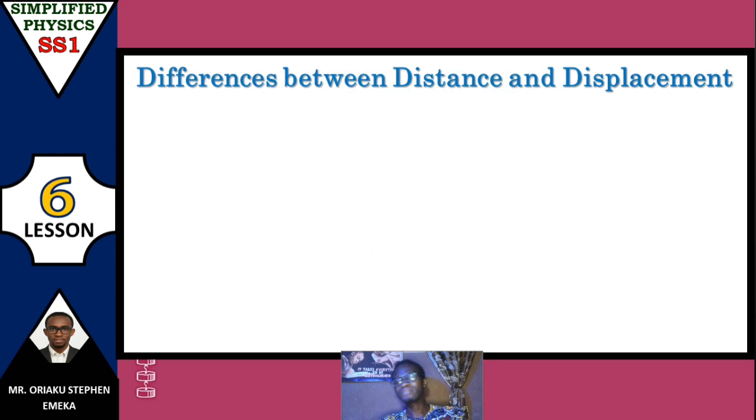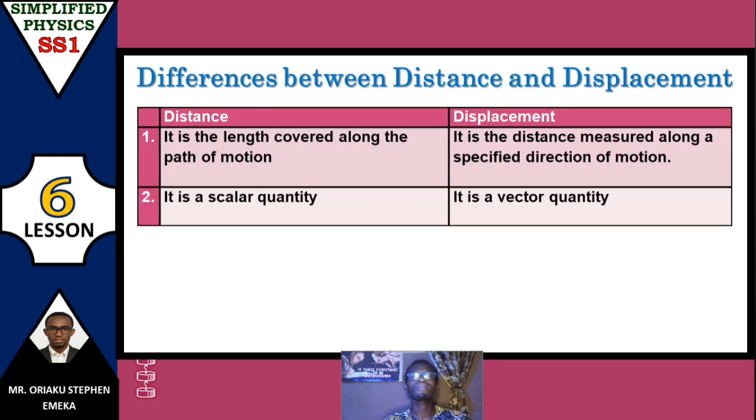Okay, what are the differences between distance and displacement? We have said that distance is the length covered along the path of the motion, while displacement is distance measured in a specified direction. So there must be this word, specified direction or specific direction. That is the difference between distance and displacement. Distance is a scalar quantity, while displacement is a vector quantity.